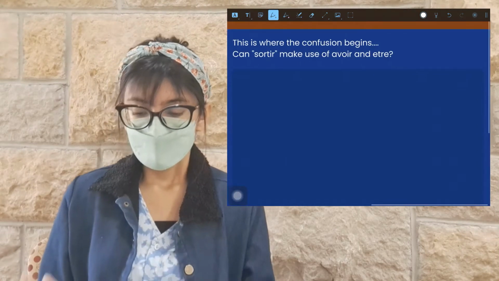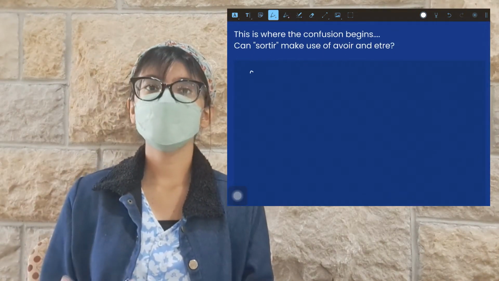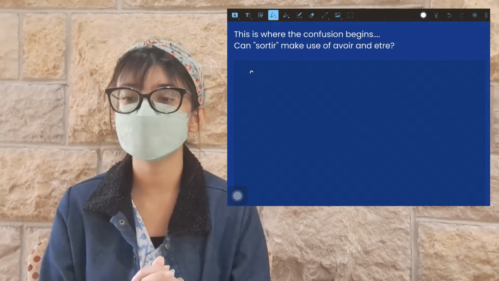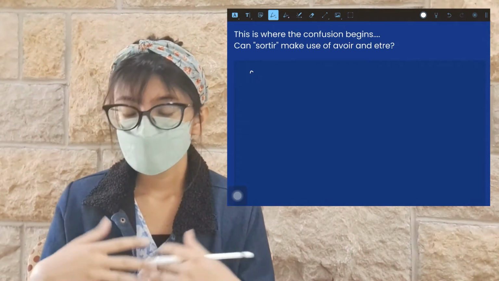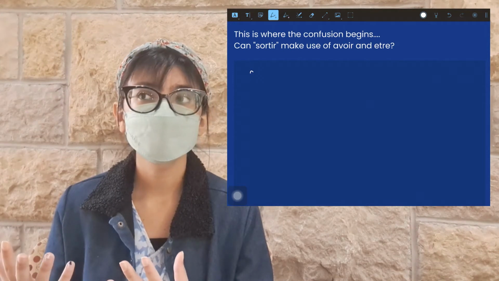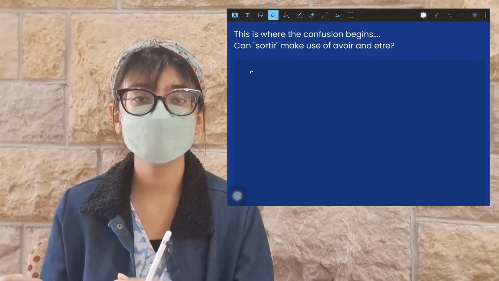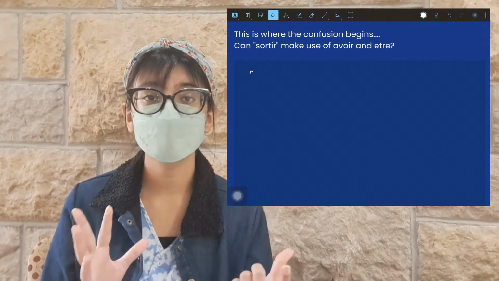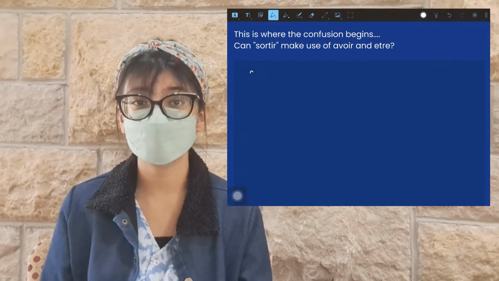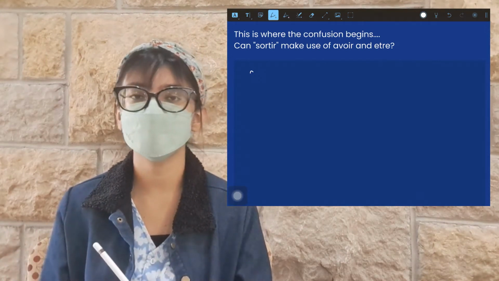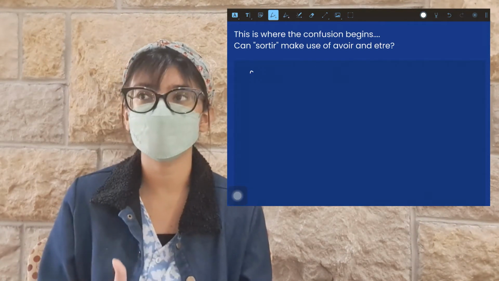Now, I want to talk about something that a lot of students have probably never heard of, and I want to discuss this in my micro lesson. So, sortir is actually belonging to the Mrs. Vandertrap verb list. And a lot of students will think, okay, I need to make use of the verb être as my auxiliary verb.